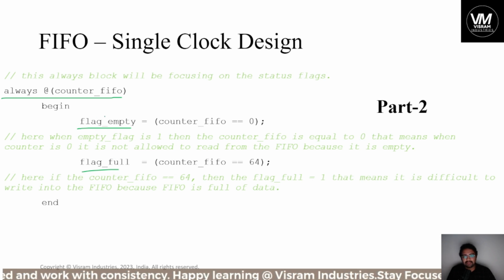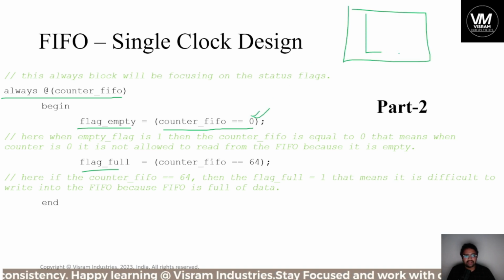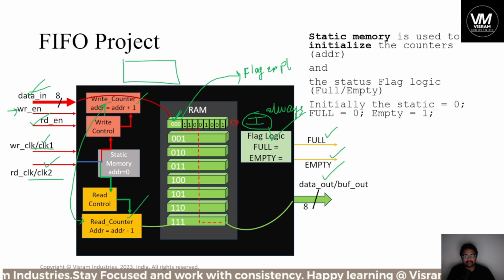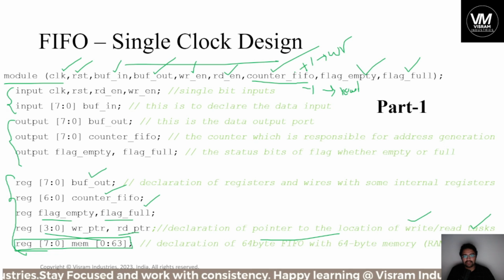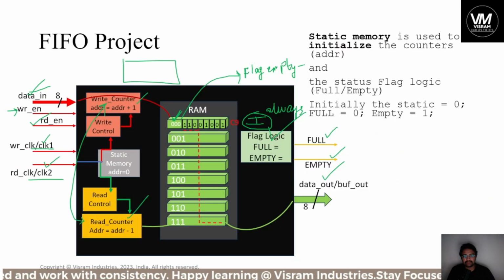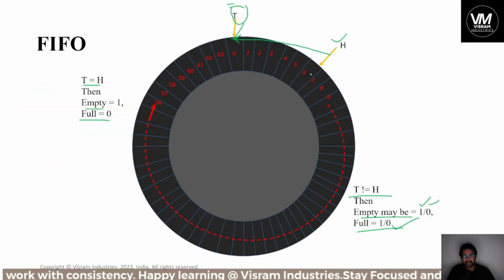When will the flag be empty? If counter FIFO is equal to 0. So at the starting point in the RAM, if the starting point is 0, then flag empty is equal to 1 and flag full is 0. Flag empty is 1, that means there is no data.